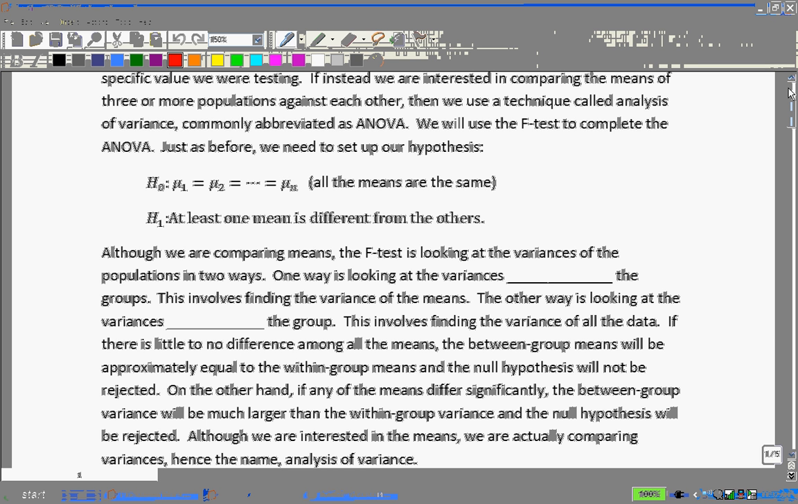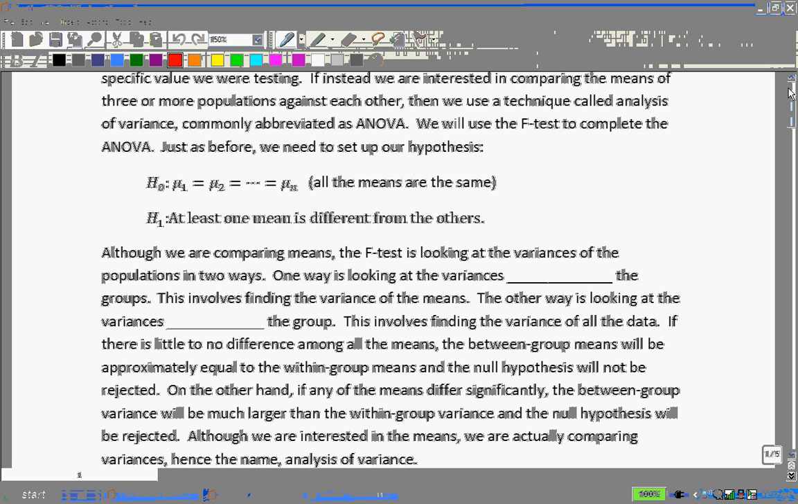The other way is looking at the variances within the group. And this involves finding the variance of all the data. So what I do here is I find the mean and the variance. I put all the data together regardless of what grouping or category it came from, and I find the variance again. Now, if there's little or no difference among all the means, meaning they're pretty much homogeneous, then the between group variance will be almost equal to the within group variance, and the null hypothesis will not be rejected. So then we would be able to say, yeah, they're pretty much the same.